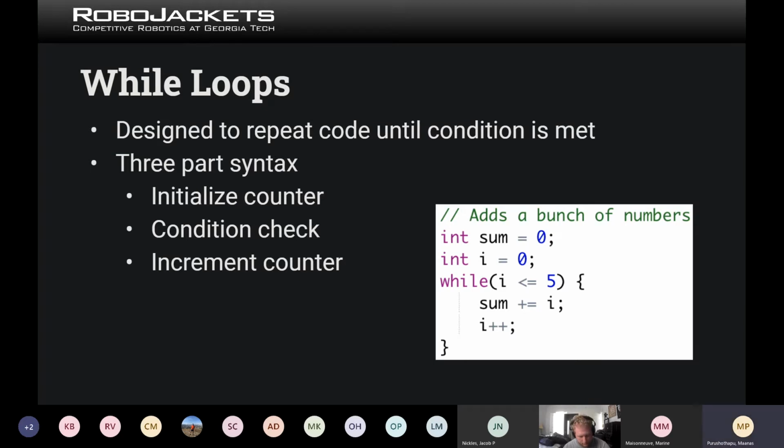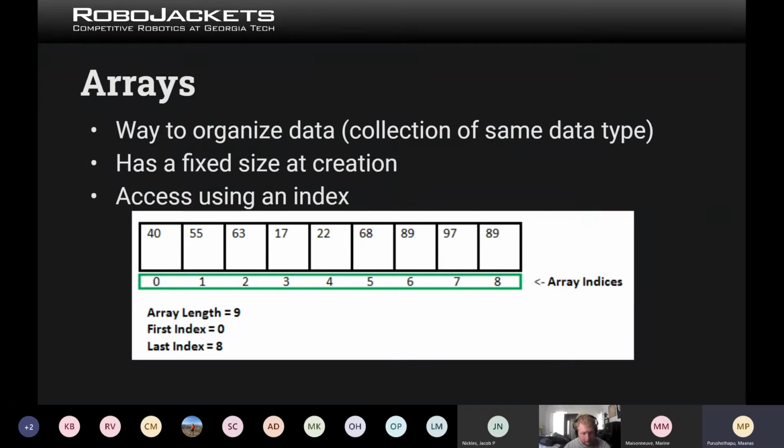All right. So now we have arrays. Arrays are a way to organize data. And what that means is that it's essentially a way to have just like a row of data. And that's how it's organized in the actual computer memory, and that's essentially how we can treat it.